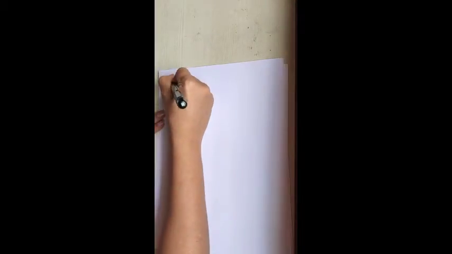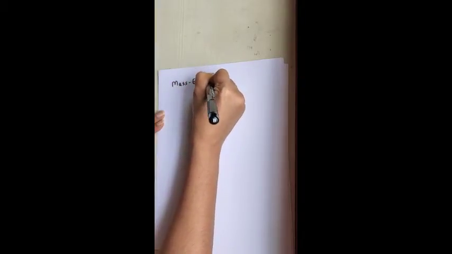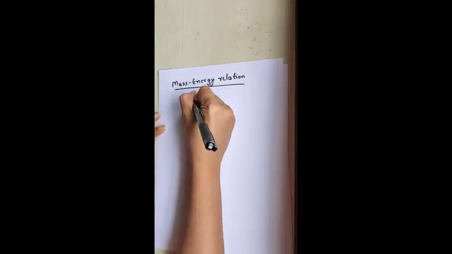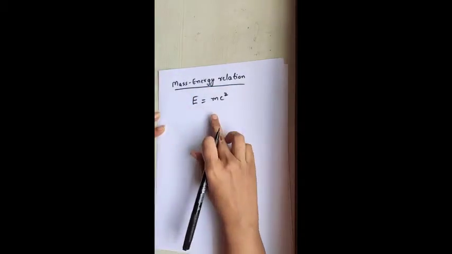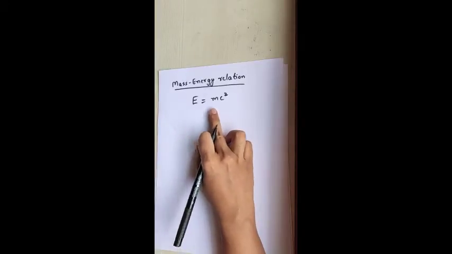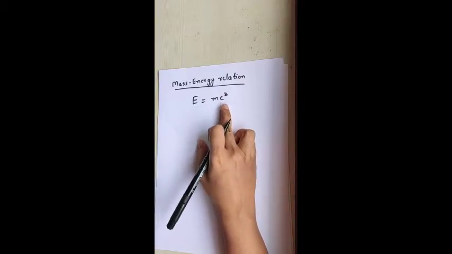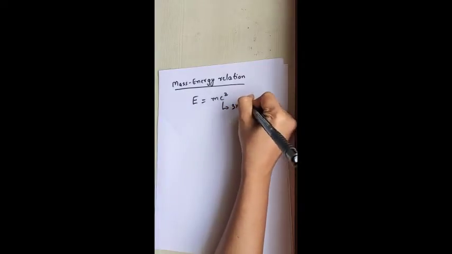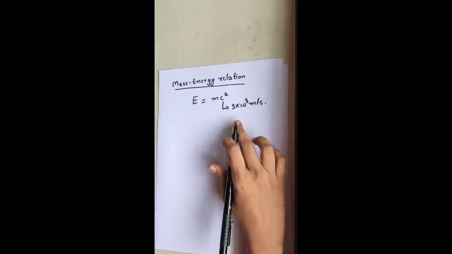So next one is regarding mass energy relation. We know mass energy relation was given by Einstein, and according to him E equals mc square, where the energy equivalent of mass m is related by the above equation, and c is the velocity of light in vacuum, and the value of c is 3 into 10 power 8 meter per second, which is an important equation to be remembered while solving any problems.